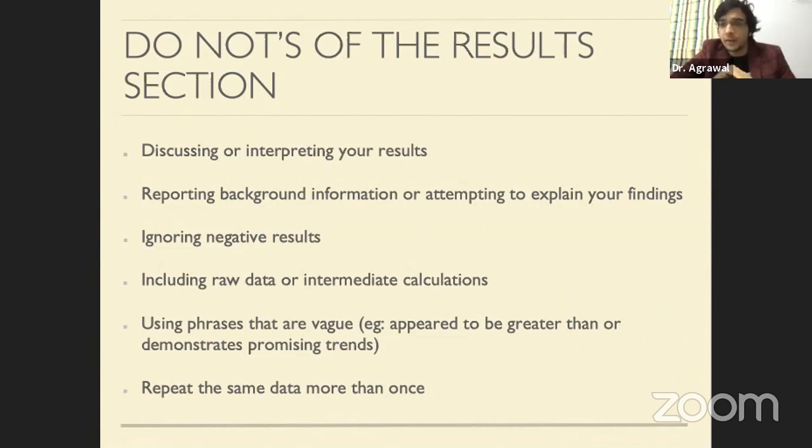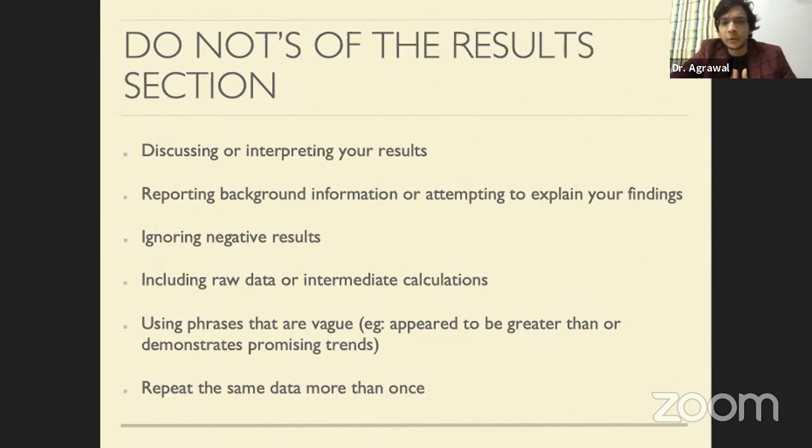If you didn't find a trend that is statistically significant, don't write, although it was not statistically significant, it was promising. No, you can discuss that in the discussion section, but not in your results section. It's all about what you found and the numbers behind what you found.